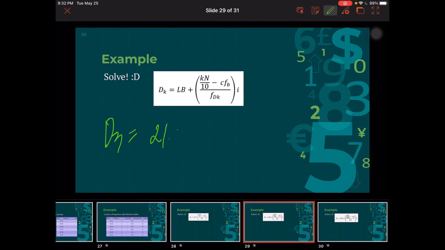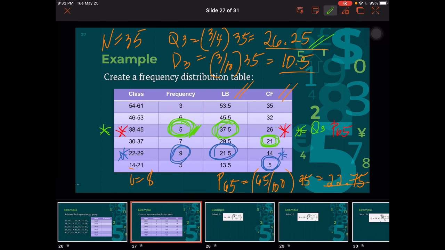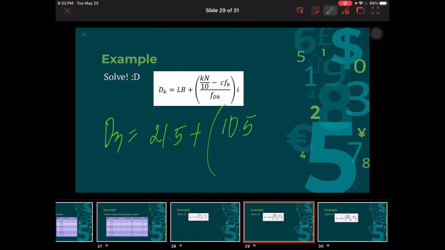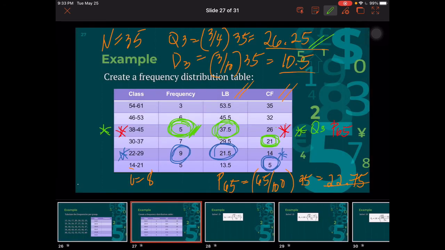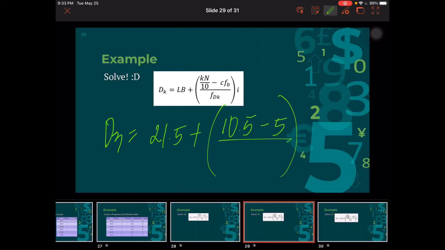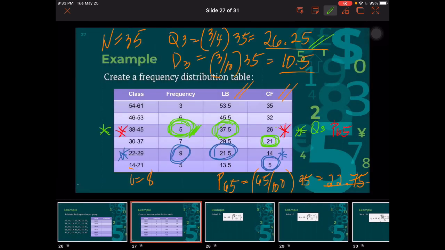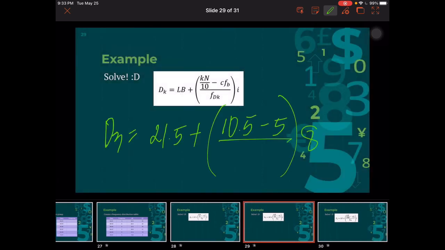D3, 21.5 plus yung ating 10.5 minus cumulative frequency before, that's a 5. 8 yung ating class interval. Yung frequency natin ay 9. So, using our trusty calculator, we are going to find that this is equal to 26.39. Yan yung ating third decile.